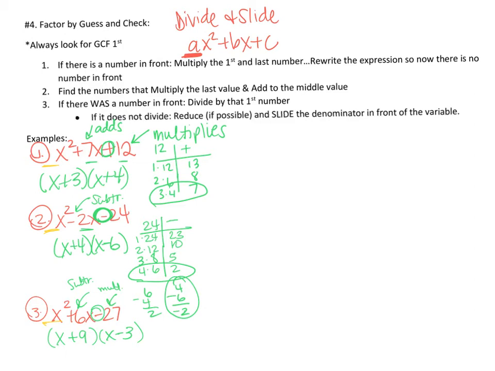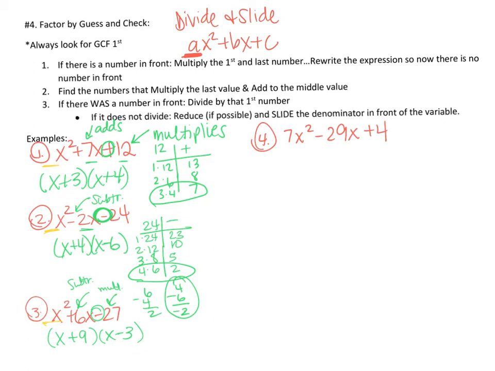So what if we had something where there's a number in front? That kind of changes the game, because I can't just look at the last two numbers anymore, because now there's a number in front that matters. So let's say we had something like 7x squared minus 29x plus 4. Now it's not enough to just look at the last number and say, well, what multiplies to 4 and adds to 29, because there is no number that's going to do that.